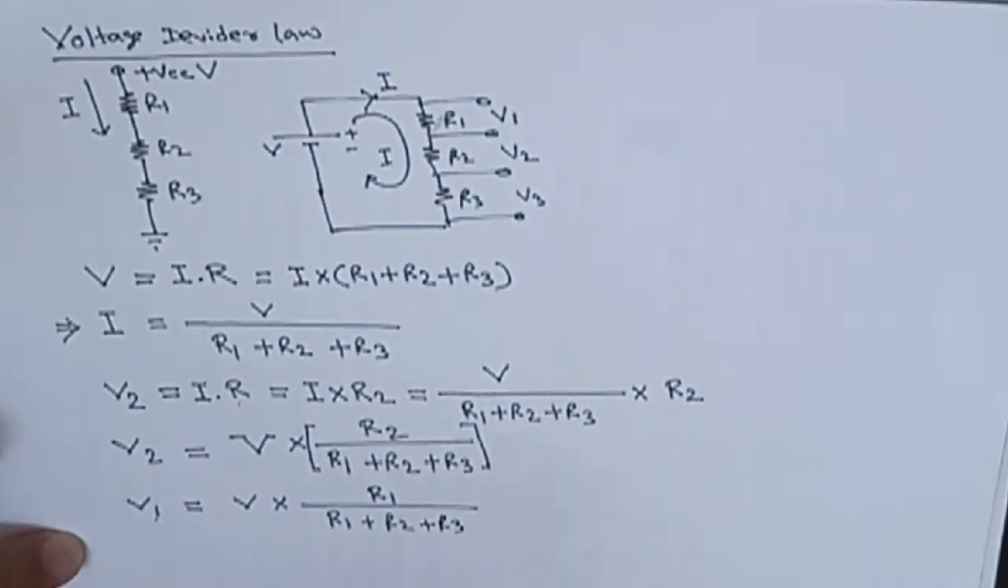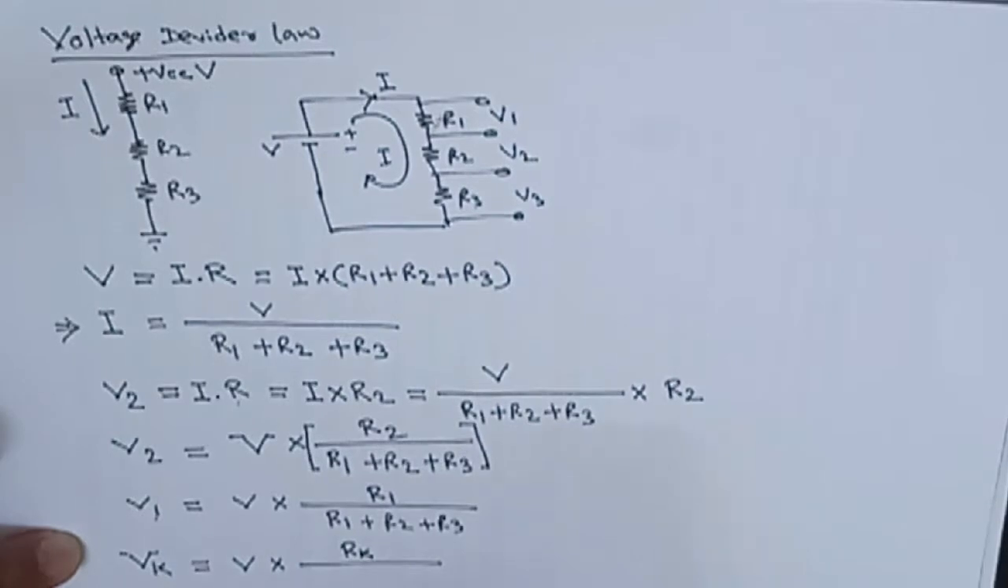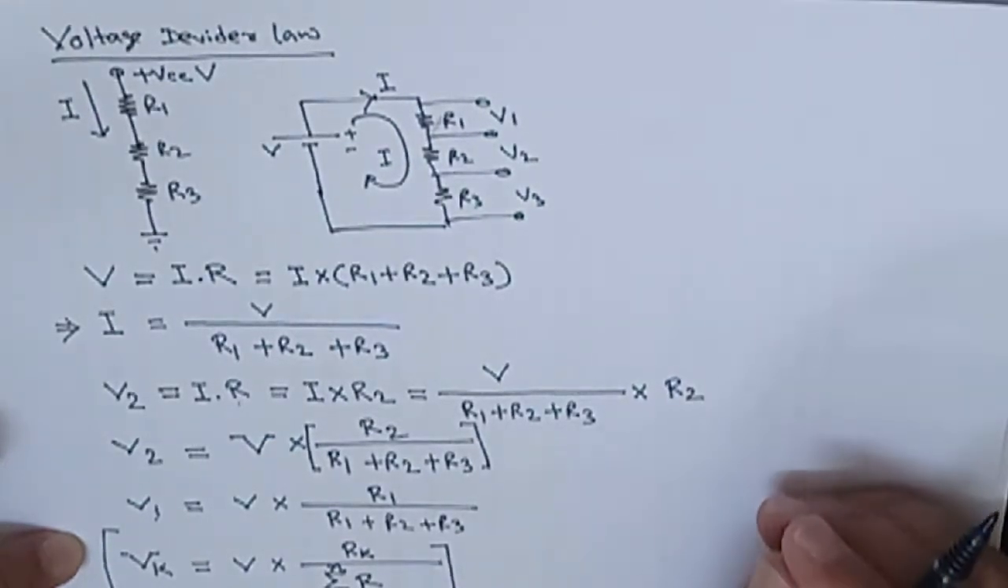If 4 resistances or 5 resistances, if n numbers of resistances, then for any resistance, suppose the kth resistance voltage we want, then V into Rk divided by the summation of R, means all the resistance summation, i equal to 1 to n. So this is the exact formula for any circuit or any voltage divider circuit.